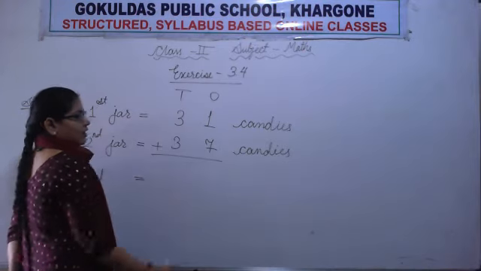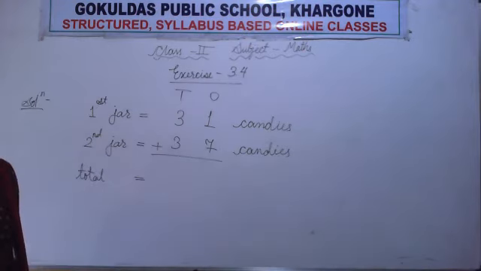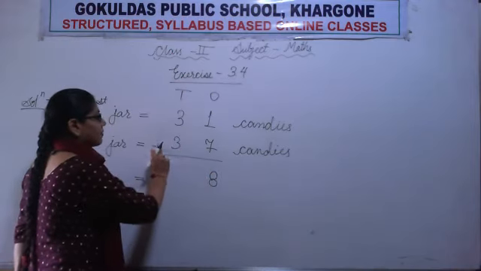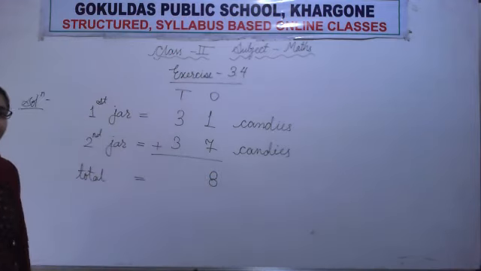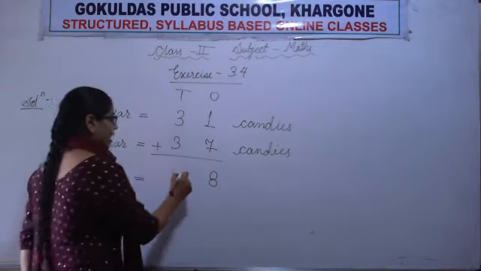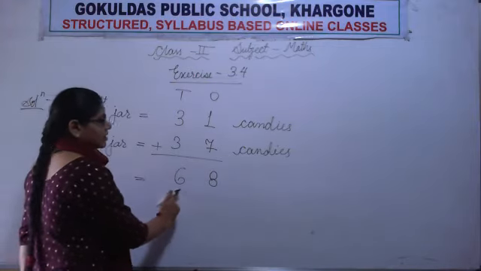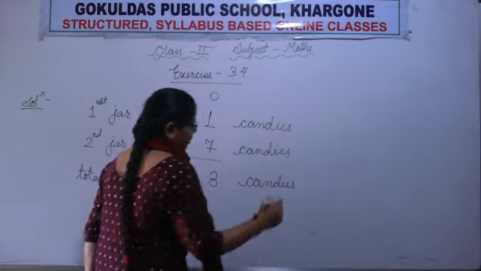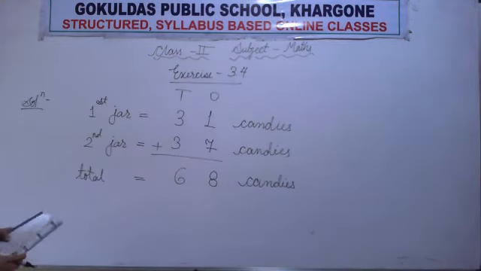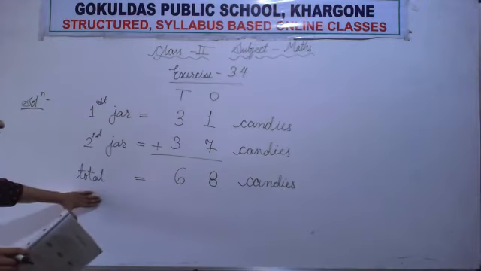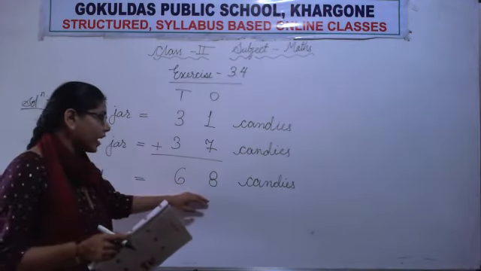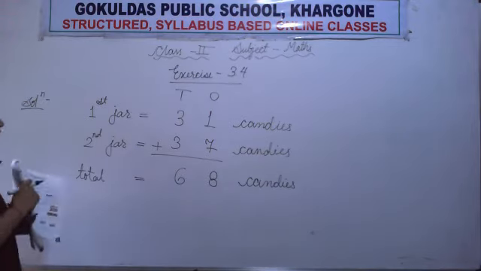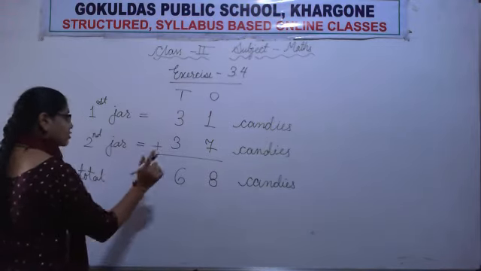How much? 1 plus 7. 1 plus 7 is? Very good, 8. So we'll write the number 8. 3 plus 3. 3 plus 3 is 6. So we will write 6. It means a total of 68 candies are there. Now, we have found out the total number of candies. Now we will subtract this total number of candies, this is the total candies of 2 jars.